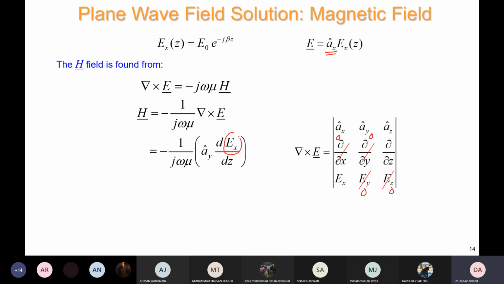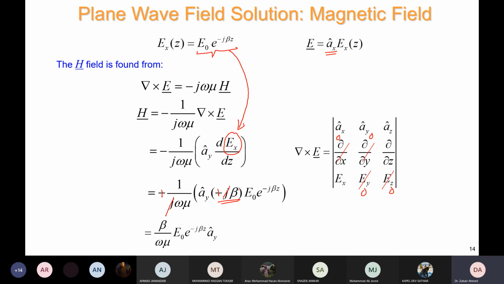Now, if you replace this Ex with E naught exponential of minus j beta z, then in the next step, Ex will remain as it is, and we get minus j beta here. So the j will be cancelled, and this minus sign will become plus. So we get beta over omega mu E naught exponential of minus j beta z times ay.